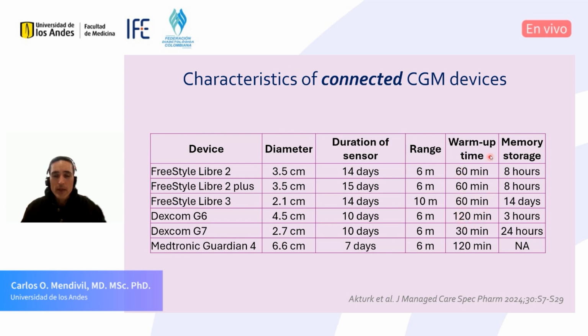We are trying to get this down, and new technologies promise to shorten this time, but there's usually some warm-up time. And then, for how long can the sensor itself store the data before it has to be transmitted or downloaded somewhere else? So this is the general overview. They're generally small, discreet, they last several days, they have a good range, they have similar warm-up time, and then there are differences in the ability to store information for more or less time.